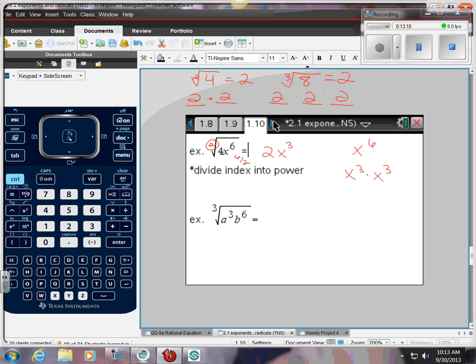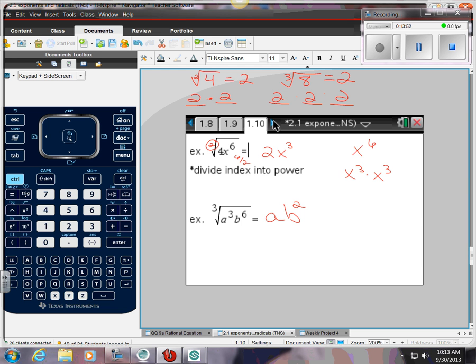So let's come down here and try this one. What's my index? 3. Okay, what's the cube root of a cubed? A. What's the cube root of b to the 6? B squared. Don't say b2, that drives me insane. It's not the same thing. It's b squared. Okay. What do you think? Not bad, right? Yeah, it's going to get harder.